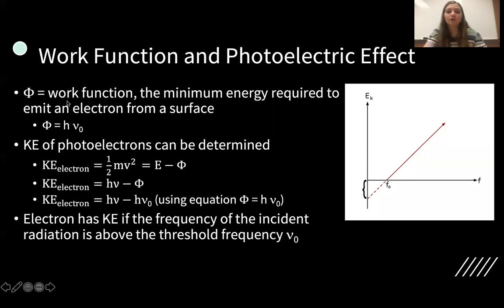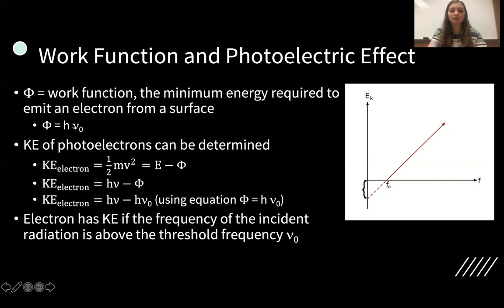Okay, this symbol here is the symbol for work function, this O with the I through it. And it is the minimum energy required to emit an electron from a surface. We use this equation here to calculate work function. So the work function is equal to Planck's constant times the threshold frequency. Work function is very related to the photoelectric effect because it is how much energy the wave requires to emit an electron from a surface.